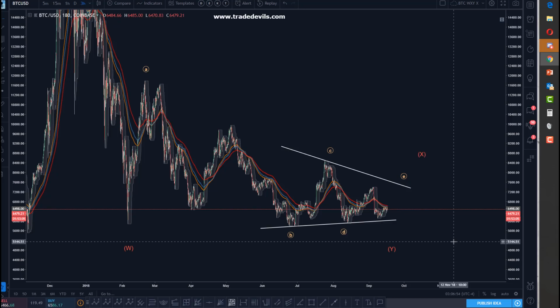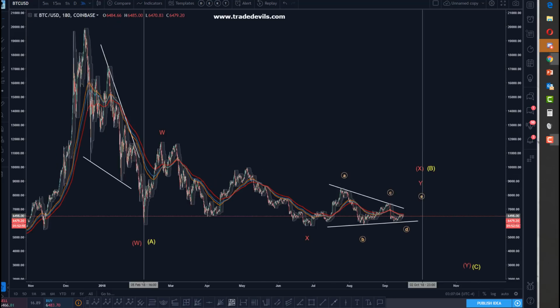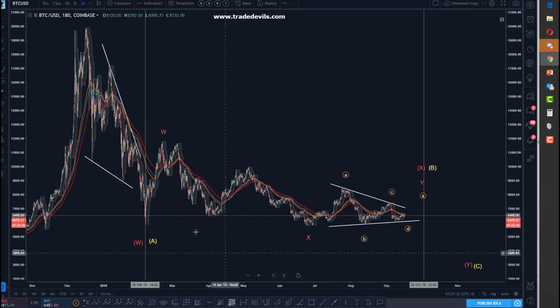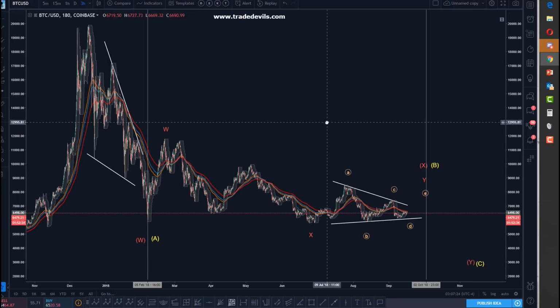So what are we left with? Well, I think this might be what's going on. And I've got two counts here, W and A, X or B, and Y or C, because it doesn't matter what's to the left and to the right of these boundary lines. My contention to you is this entire thing in the middle is either an X or a B, okay? And it's a WXY itself.